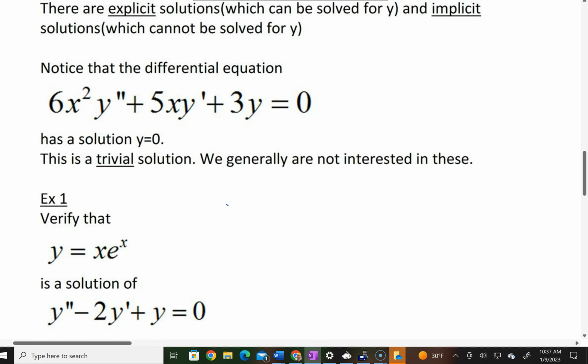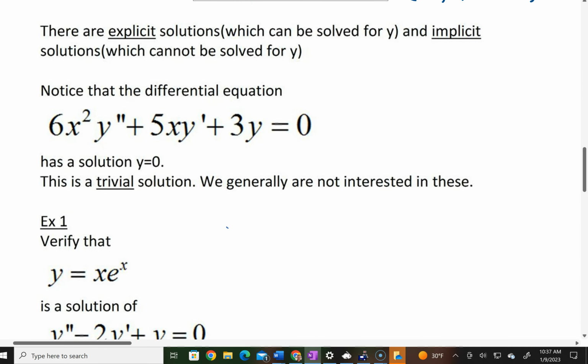Let's go to page 2. When we get to page 2, there are explicit solutions, which can be solved for y, and that's really what we'll be dealing with extensively in this class. We'll be trying to find what y equals down the road. And then there are implicit solutions, which cannot be solved for y. We're going to talk more about that as we finish up this lesson.